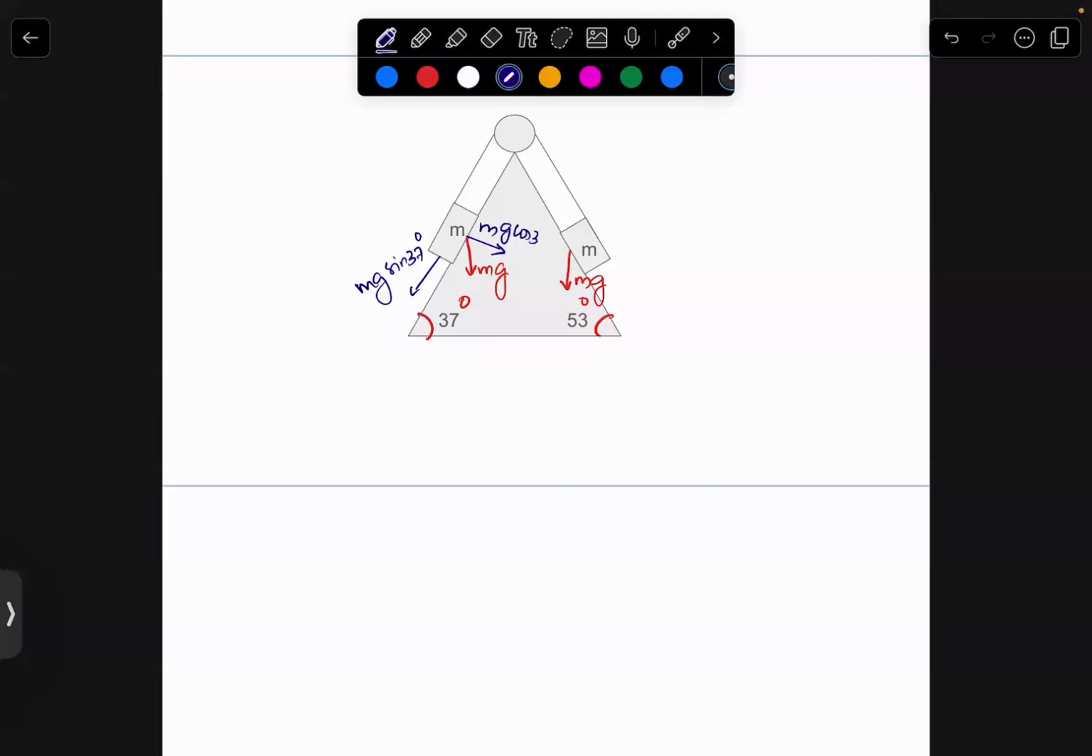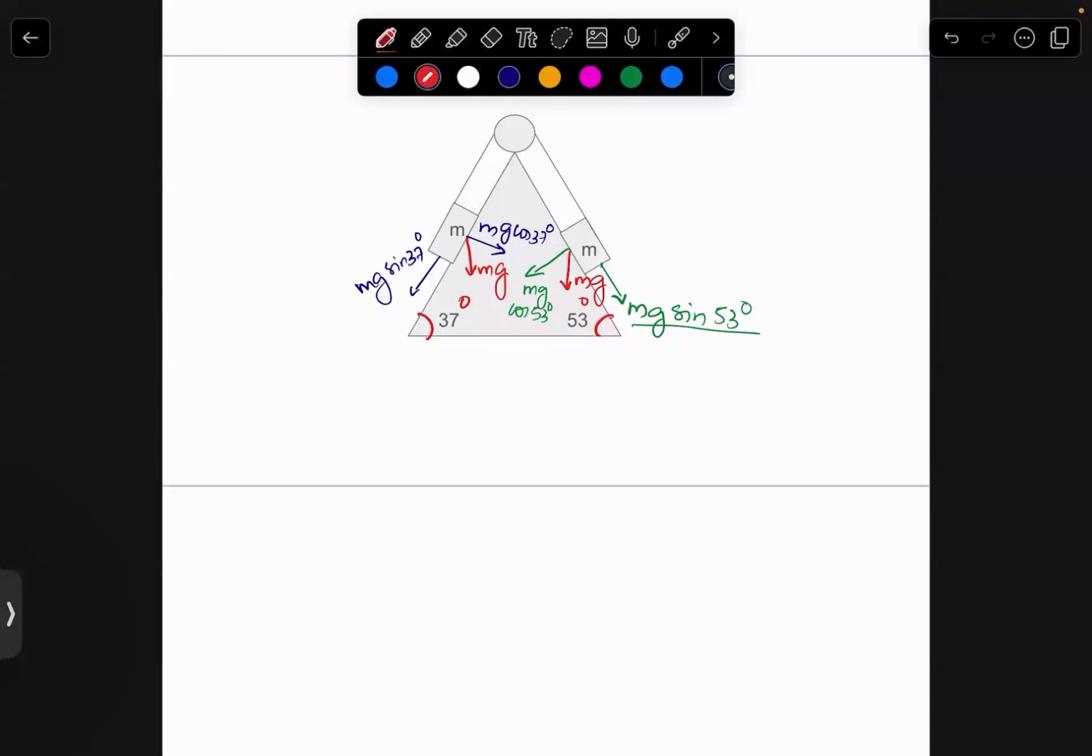cos 37. Again, on this side also you can draw a component perpendicular to the surface, and a parallel one also. So what is happening over here? This is mg sine 53 and this is mg cos 53 degree. And due to this mg sine 53 degree, what will happen?